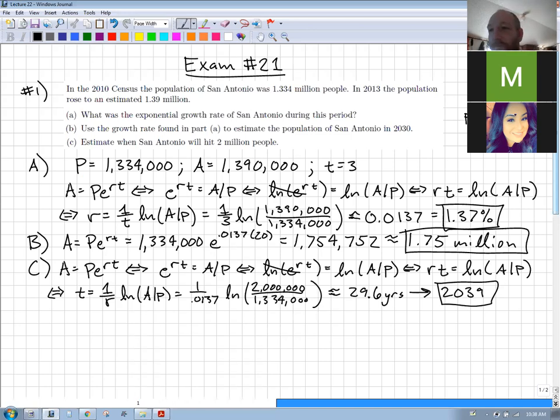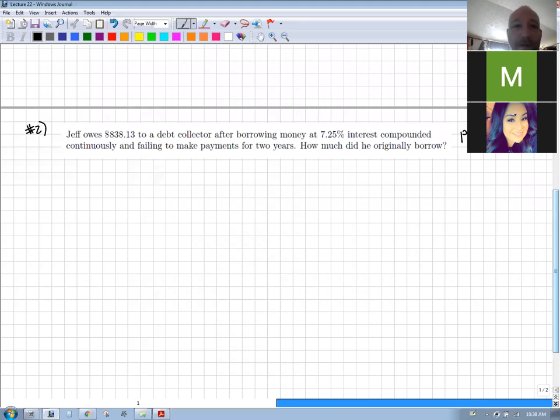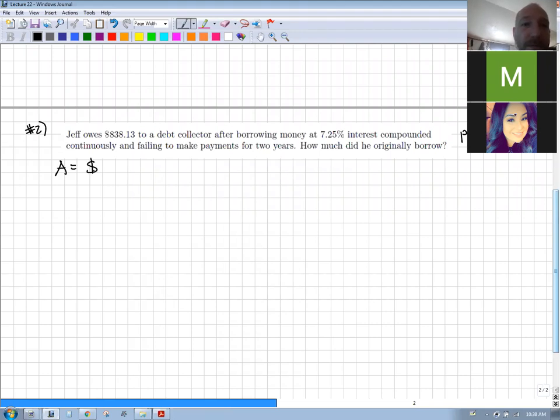All right, any questions? Let's look at number 2 then. Jeff owes $838 to a debt collector. That's our amount. He borrowed money at 7.25%. Interest is compounded continuously, so we use this formula. He failed to make payments for 2 years. How much did he originally borrow? So we need to solve for P.